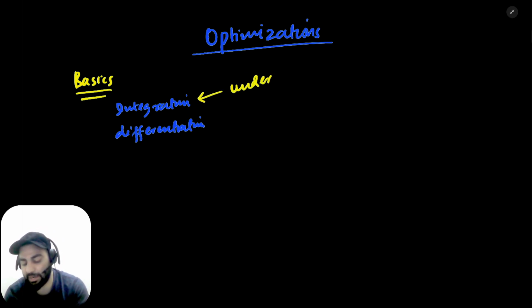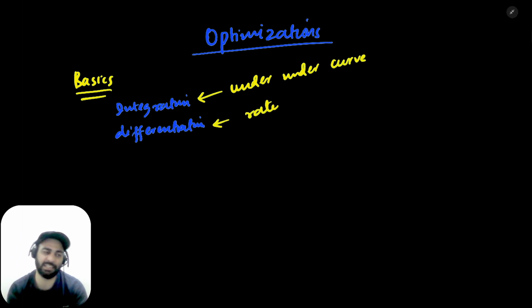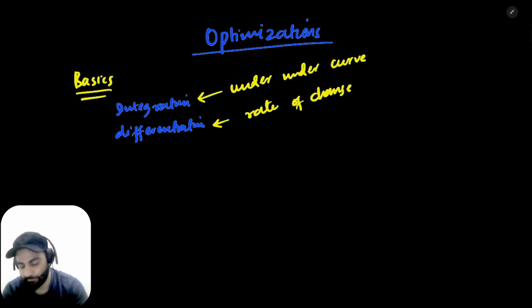tools to compute area under a curve. And differentiation gives you the rate of change, basically the instantaneous rate of change. So where are they used in real life? I said differentiation is used in so many things.